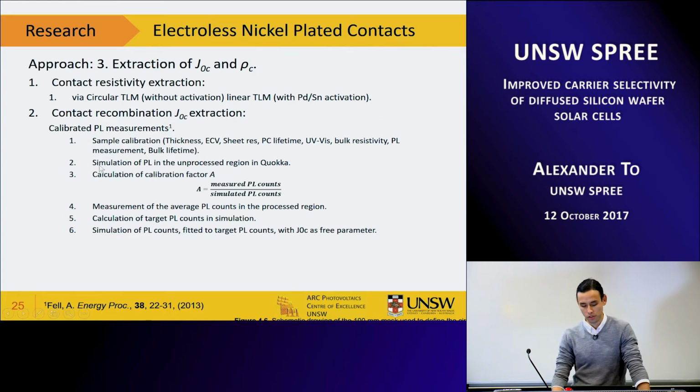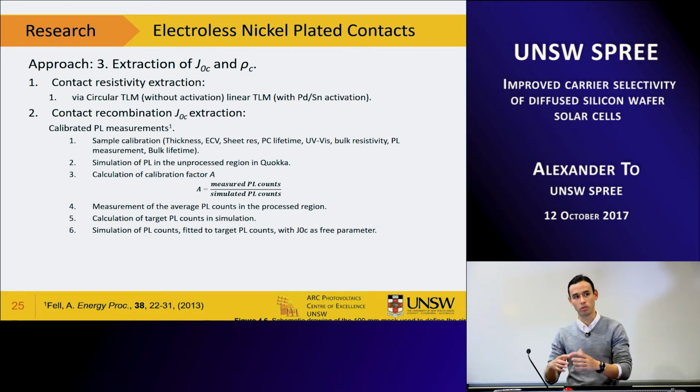Now, I've listed the steps here, and before I explain them, the general principle is that in Quokka you can simulate a PL measurement. So if you have an image of your sample which has a metallized region and a non-metallized region, you can essentially measure the PL counts in each of those regions respectively. If you can then characterize the unmetallized region using, for instance, QSSPC, and get the thickness, the ECV, the sheet resistance, the reflectivity, the bulk resistivity, the bulk lifetime, etc.